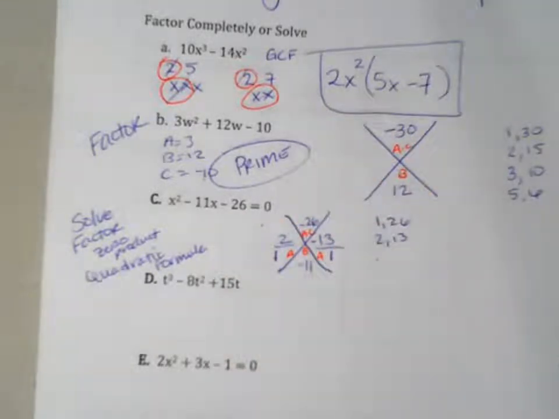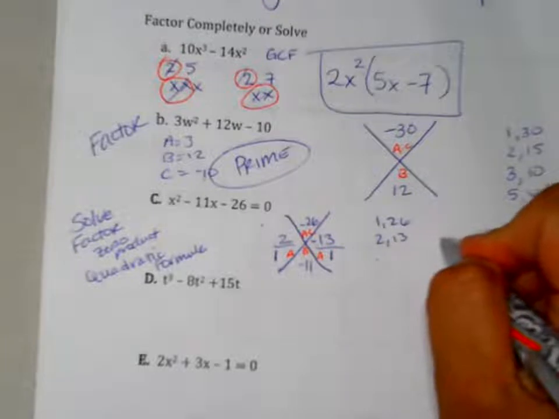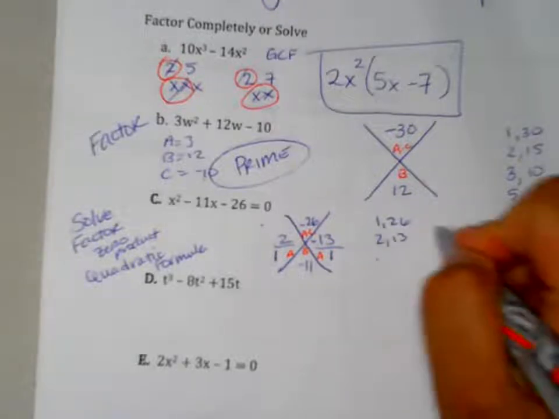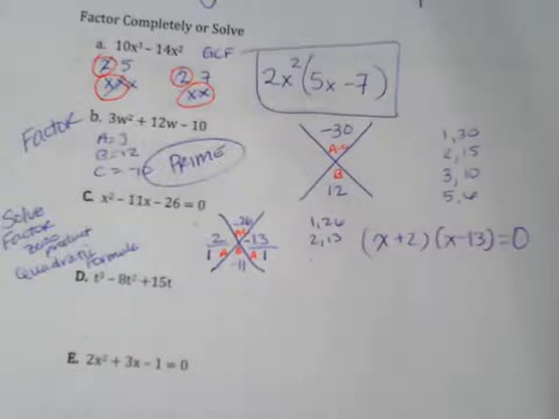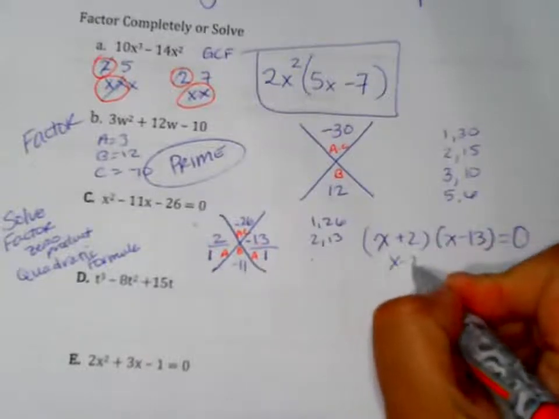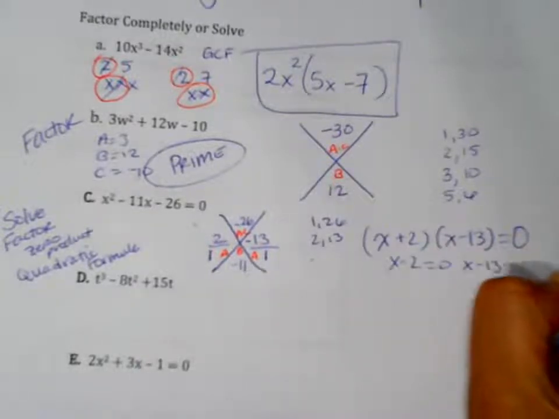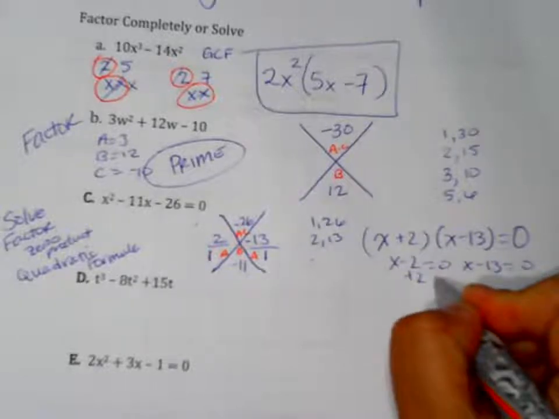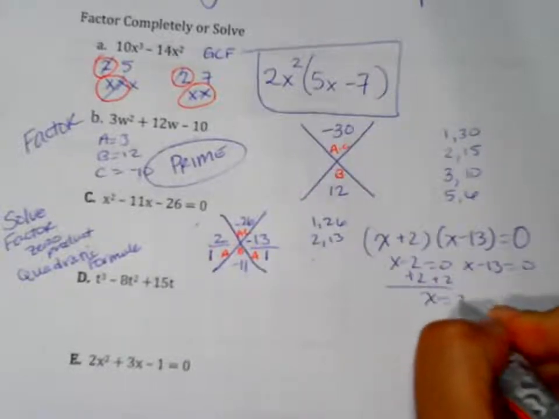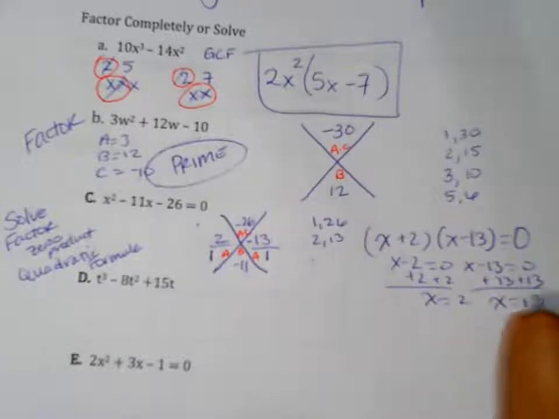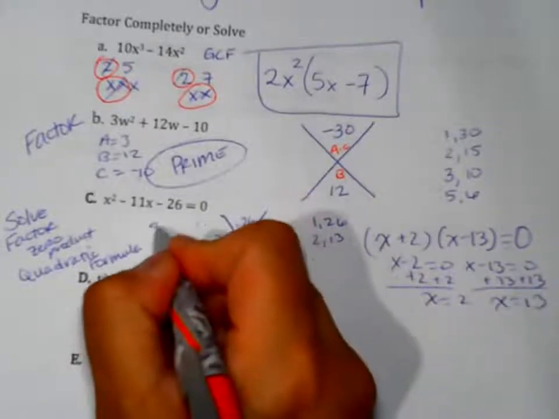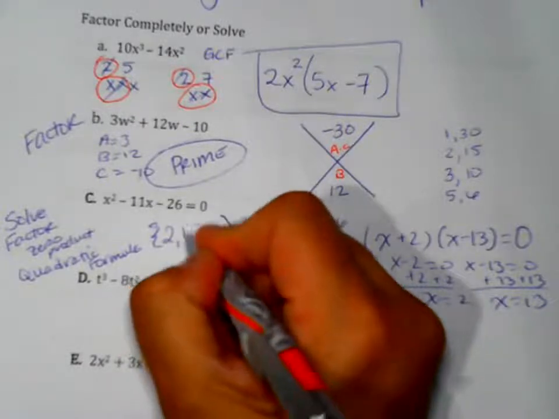Okay, so your factors look like this. Your factors are going to be x plus 2, x minus 13 equal 0. Not done yet. Once you have them here and they're equal to 0, you use the zero product property. x plus 2 equals 0, x minus 13 equals 0. Solve your equations. x equals negative 2, x equals 13. Okay, so your answers are negative 2 and 13.